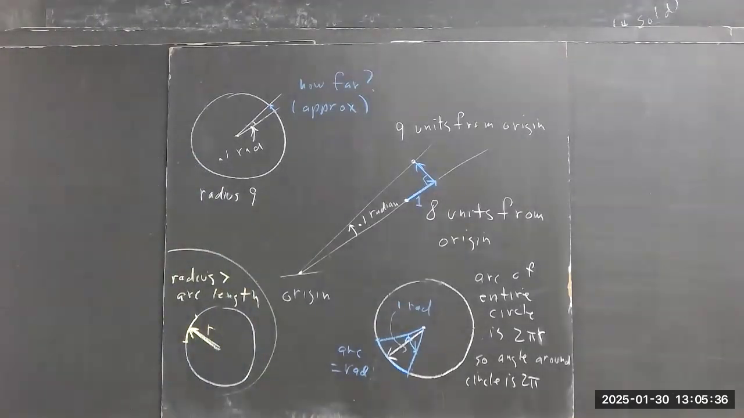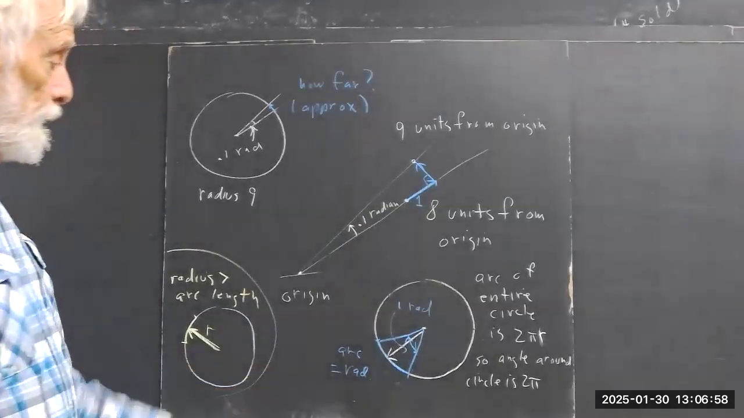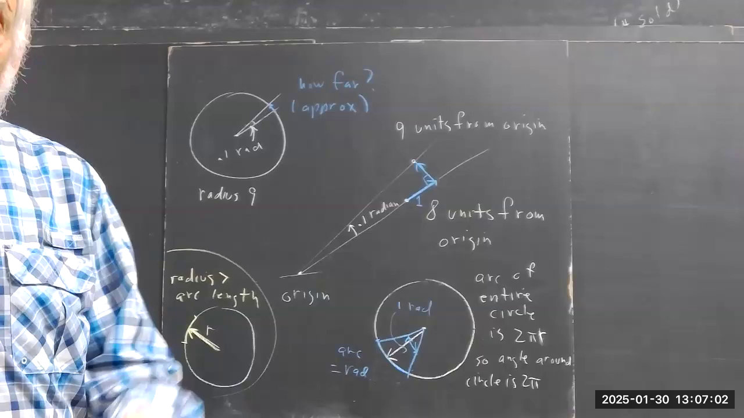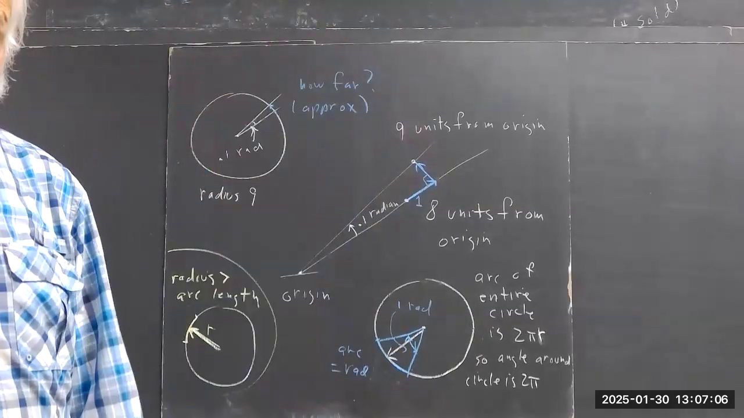You've got a 1/10 of a radian angle on a circle of radius 9. What's the arc length? Breaking this down: if a 1 radian angle gives you an arc equal to the radius, what does a 1/10 of a radian angle give you? It gives you an arc equal to 1/10 of the radius.